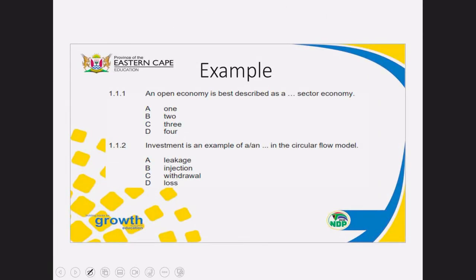Now, before we go to section B, I just want to give you some examples that you might come across in your paper on the 12th. For example, on the slide here, 1.1.1, an open economy is best described as this sector in the economy. Remember, I said you must master different sectors in the economy. Now, an open economy, it will be a four-sector economy. Why? Because it includes the fourth participant, which is the foreign sector.